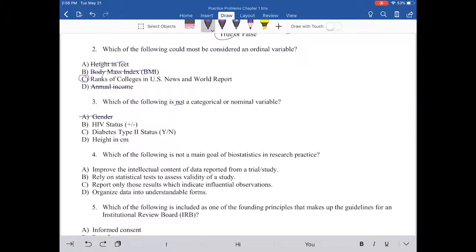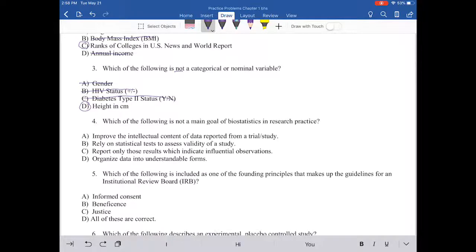HIV status, positive or negative, you can't really rank those in any kind of order, so that is also categorical. Diabetes status, type 2, yes or no, you can't rank those either, so that's categorical. So the answer is D, height in centimeters. That is a value that is not categorical.